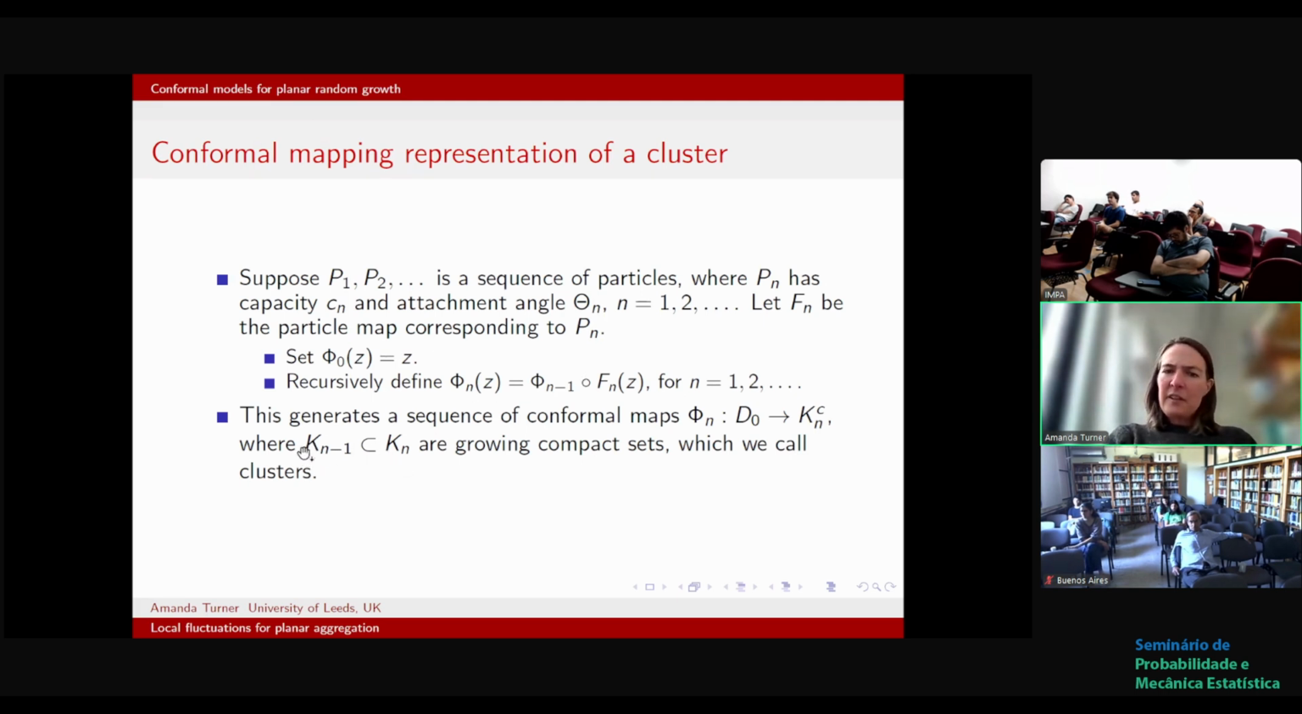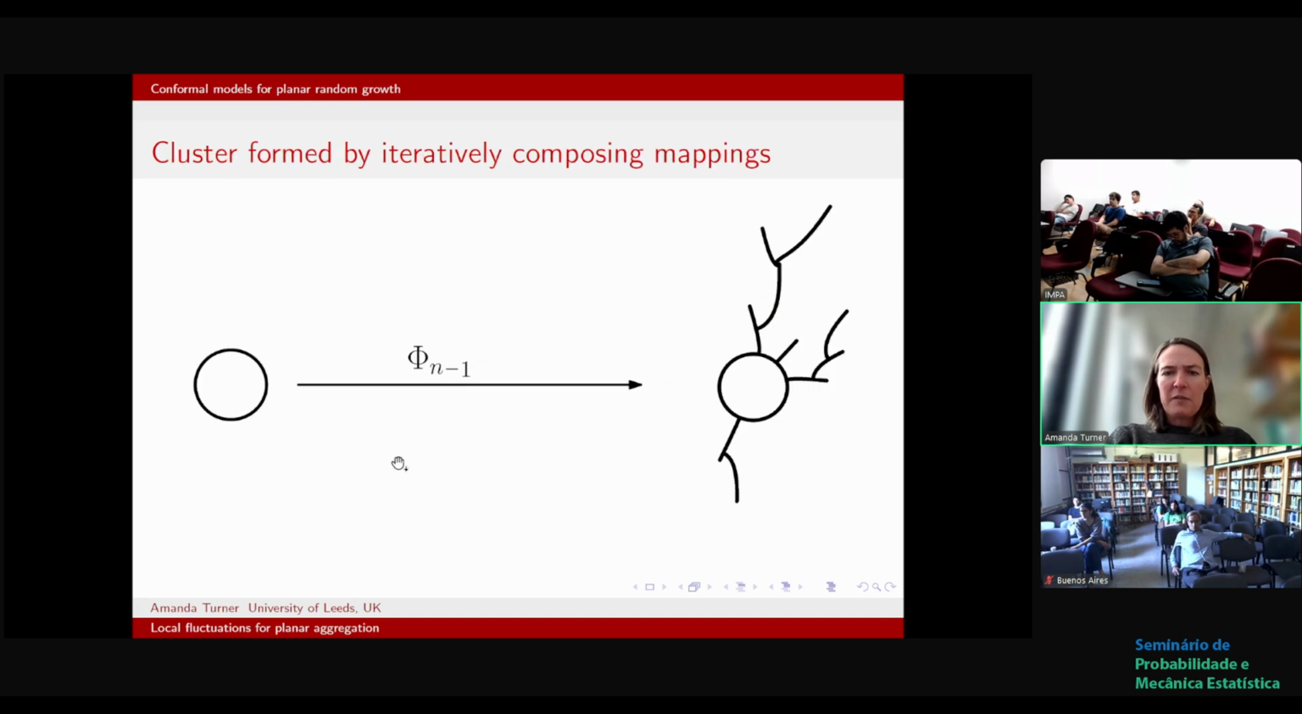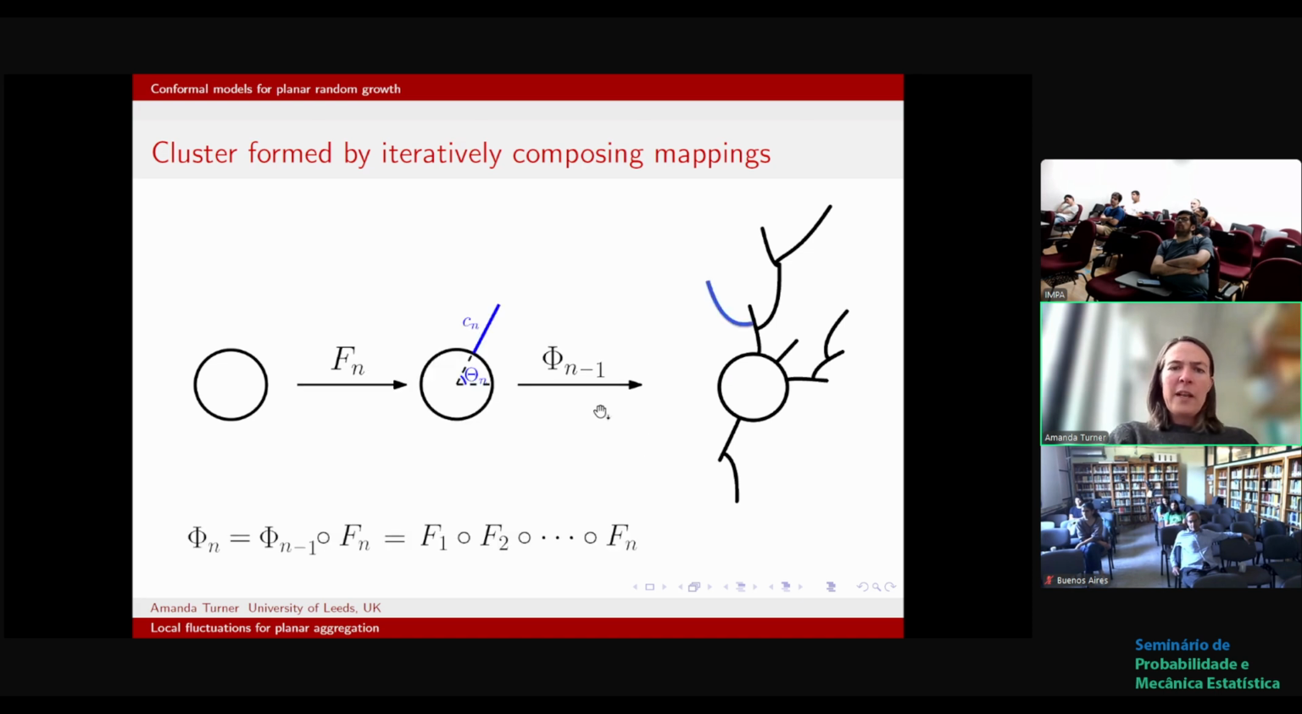Okay, so let me explain this conclusion that Kn-1 is a subset of Kn. I'll do this with a picture. So here's our exterior unit disk. And this is our mapping phi n-1, which takes us to the exterior unit disk without the n-1 particles. For this one, I've used slit shapes to correspond to that. So these n-1 curves correspond to n-1 particles being attached. Okay, what happens if we precompose this mapping phi n-1 with the Fn particle map? Well, the Fn particle map takes the exterior of the unit disk to the exterior of the unit disk minus a slit of capacity Cn attached at angle theta n.